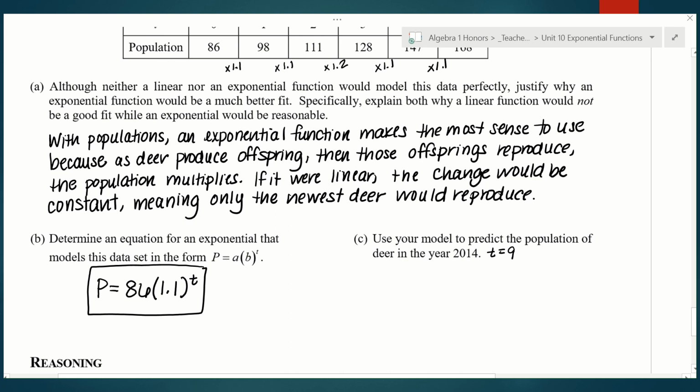Okay, so in our model, we're going to say P equals 86 times 1.1 to the 9th power. Okay, and let's round this to the nearest whole number because remember we're talking about deer, so we don't want to have a fraction of a deer. And so I'm going to get 203 as my estimated population in 2014.